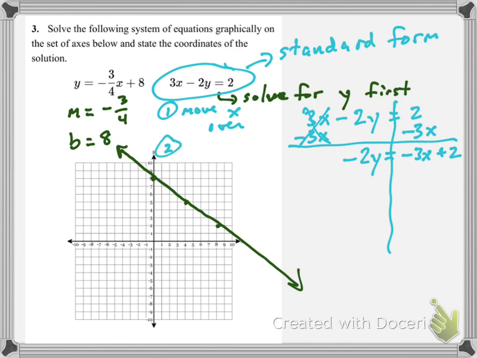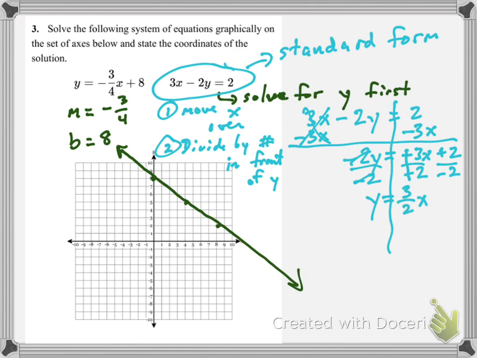Now, next, divide by the number in front of y. So in this case, it's -2. Now notice, I divide every single term by -2. So those cancel, so I got y. Negative divided by negative cancels out, so I've got 3/2 x. Positive 2 divided by -2 is -1. So there's my equation. So my slope is 3/2, and my y-intercept is -1.